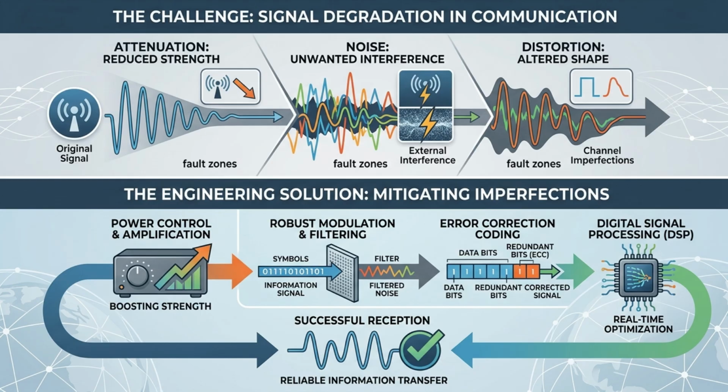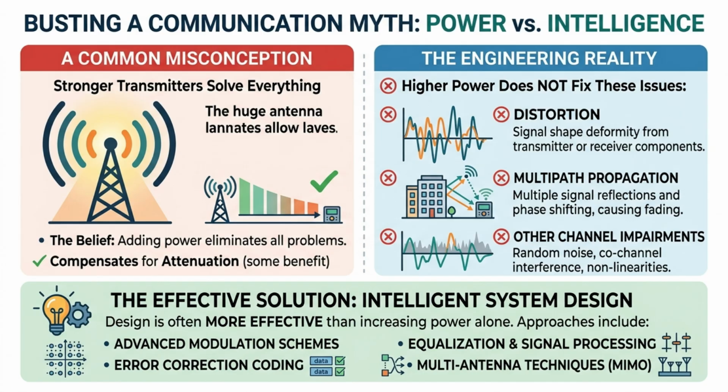Signal degradation explains why communication engineering is far more than simply generating and receiving radio waves. Every successful communication system must continuously overcome the imperfections introduced by the transmission channel. A common misconception is that stronger transmitters completely solve communication problems. While additional power can compensate for some attenuation, it cannot eliminate distortion, multipath propagation, or other channel impairments. Intelligent system design is often more effective than simply increasing transmit power.